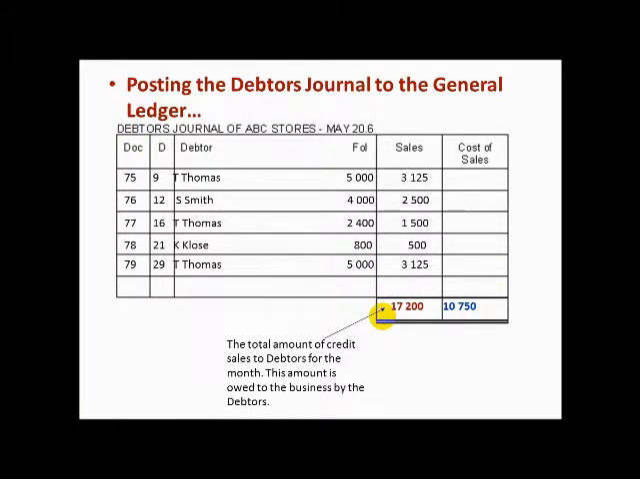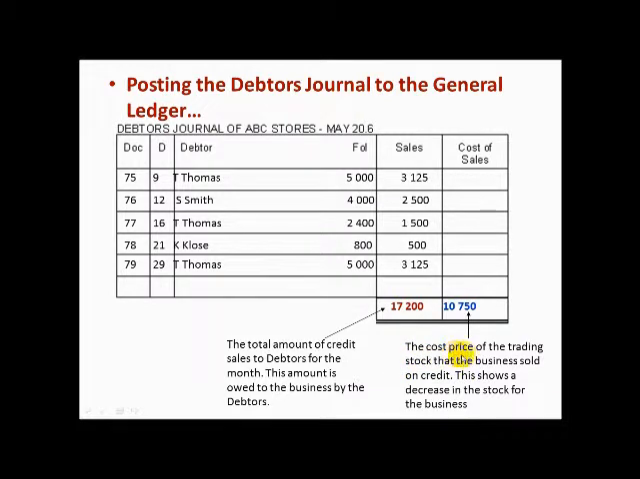Last lesson we said the total amount of credit sales to debtors for the month, this amount is owed to the business by debtors. So bayasikweleta le mali le. Lesibili, the cost price of the trading stock that the business sold on credit, this shows a decrease in the stock for the business. Cost of sales yile. So, thina sidayise impahla za 17,200, this costed 10,750 ukuthi thina sibe nazo lezo impahla.